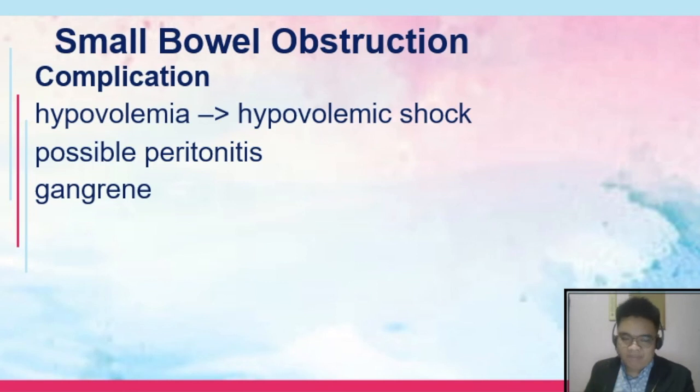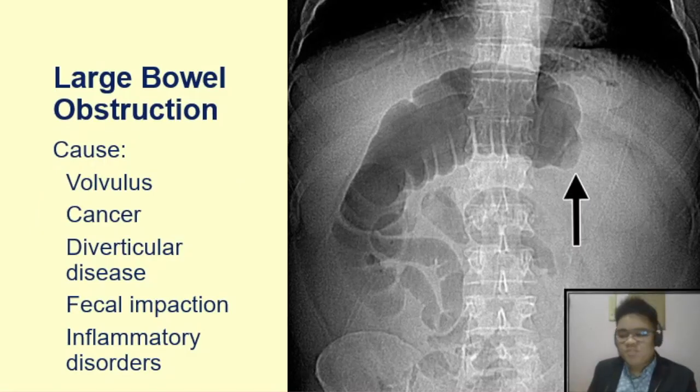Imagine there is already a block in the small intestine, meaning the fluids could not go through the small intestine, could not even be absorbed in the large intestine, leading to hypovolemic shock, possible peritonitis, and then gangrene or necrosis, or death of the tissues which are compressed because of the distension. Then in large bowel obstruction.